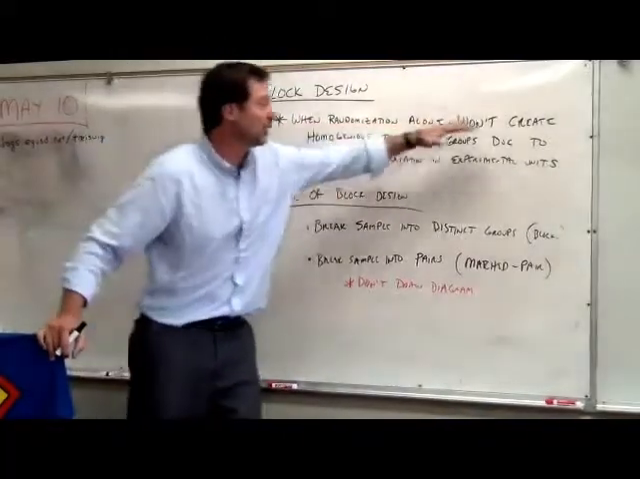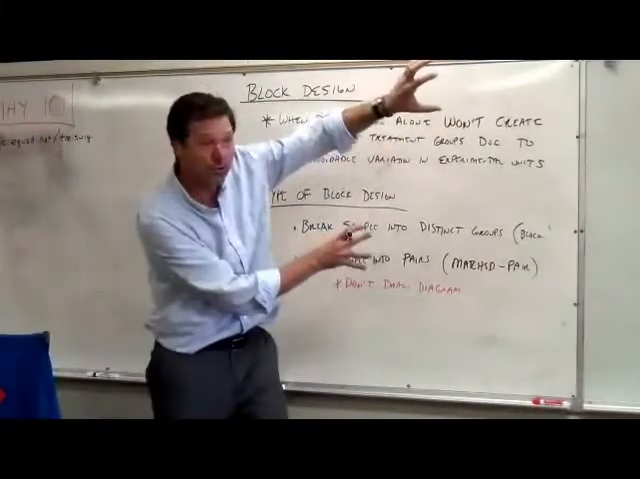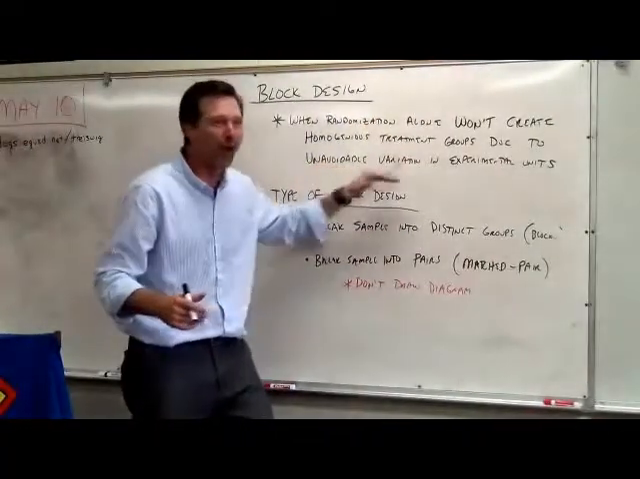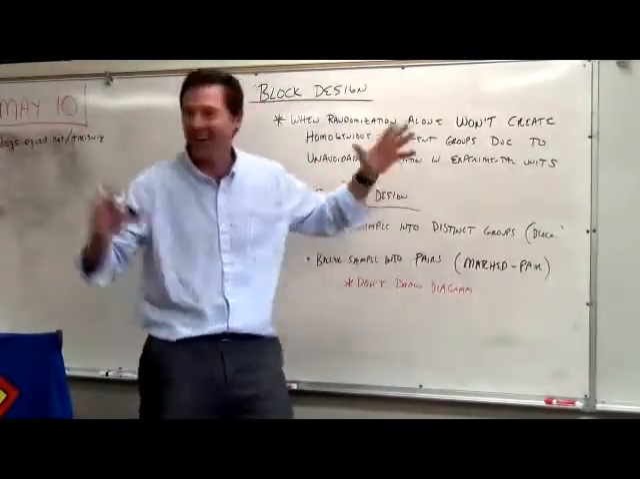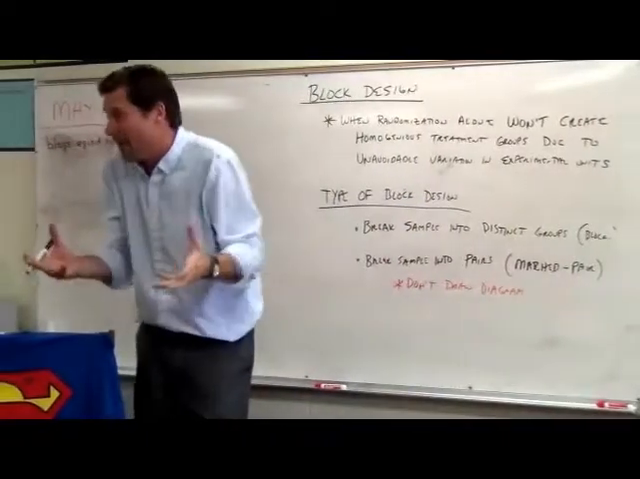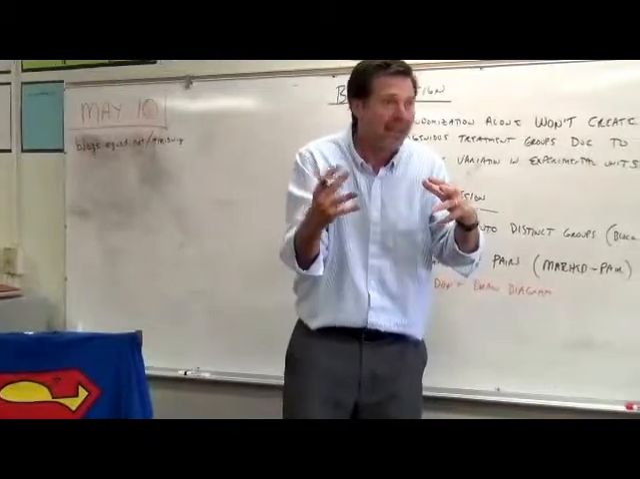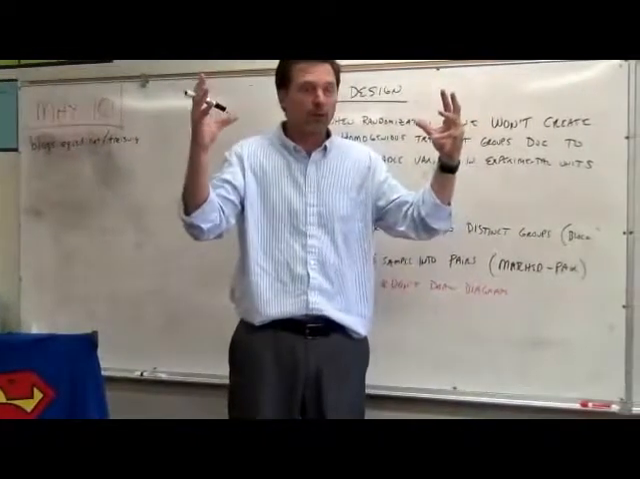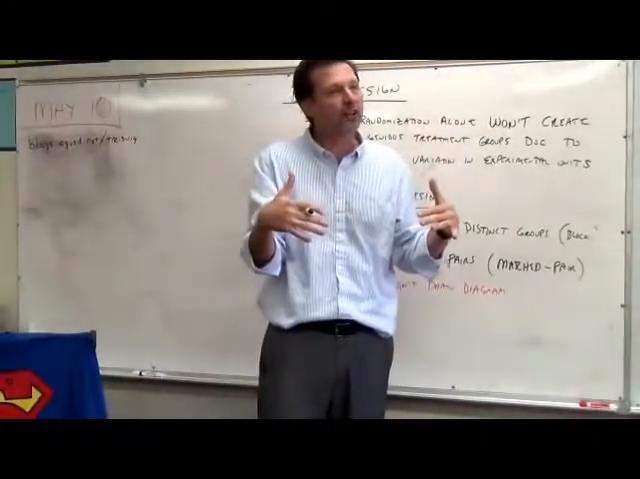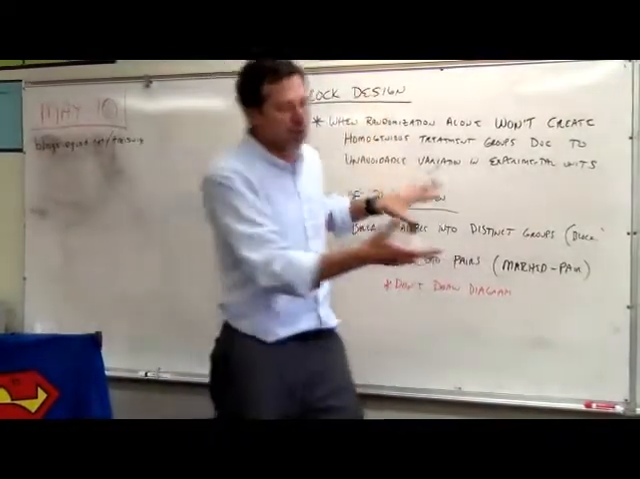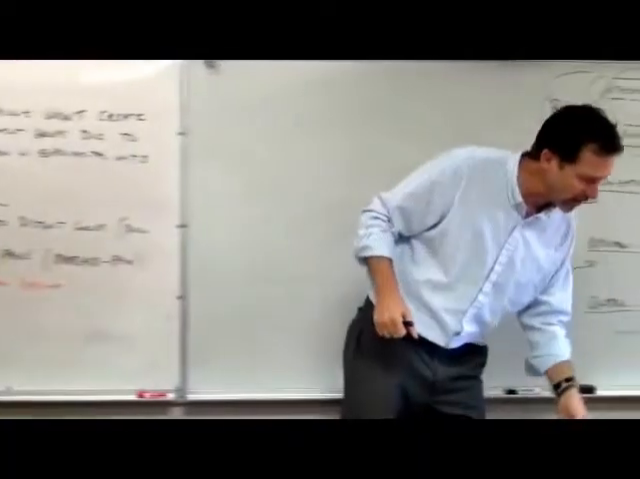When randomization alone won't create homogeneous treatment groups, because I've got just one unavoidable variation in the experimental units, in this case, they're people, there's just one big deal. It's boys and girls. That's huge. So when we have a situation like that, perhaps a block design will give us better results. An example of a picture of a block design is on page 302.